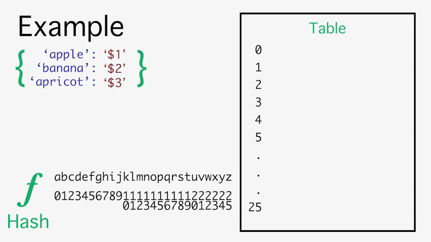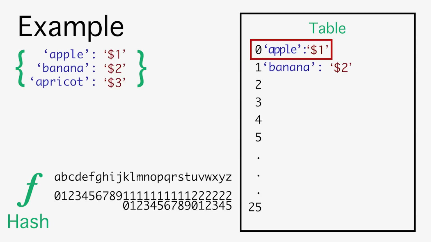Let's add the three elements to the hash table. Apple, position 0, no problem. Banana, position 1, no problem. Apricot, position 0, problem. We already have something there. What do we do? This is called a hash collision.